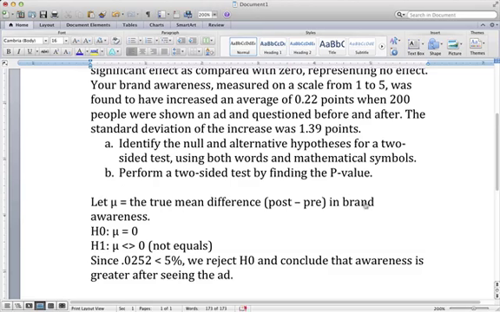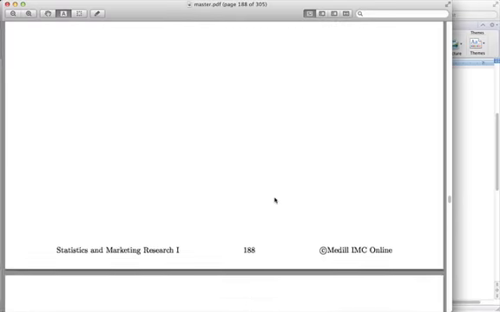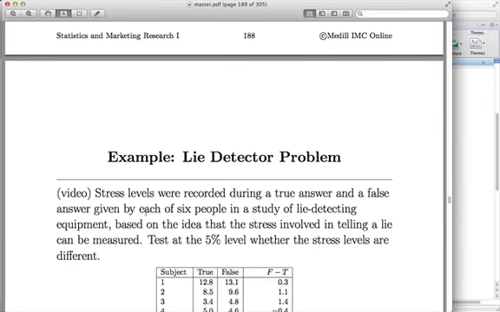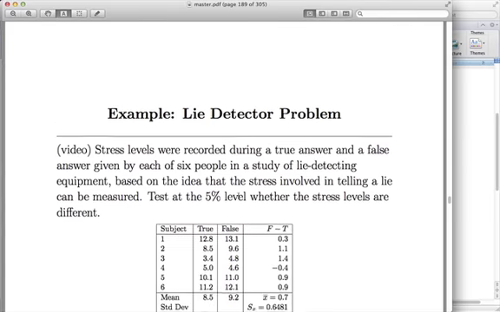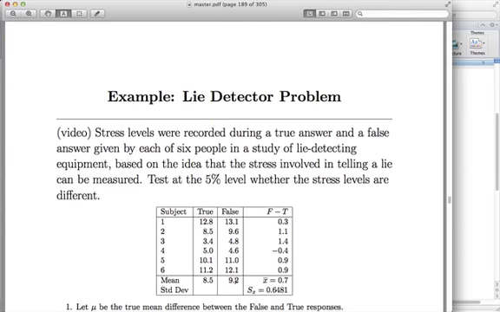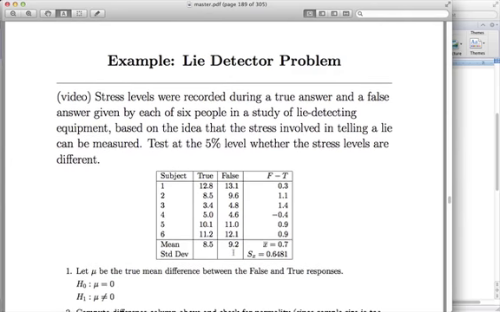There is another video, and I encourage you to watch it. It will show you how to do this with raw data. It'll show you how to do it in SPSS, and so I encourage you to watch that video now.